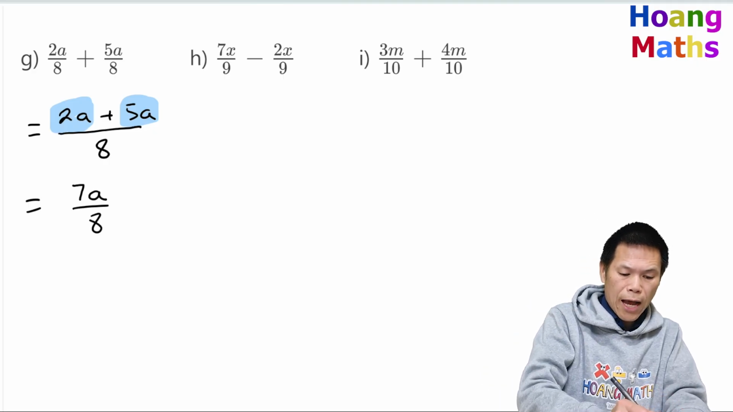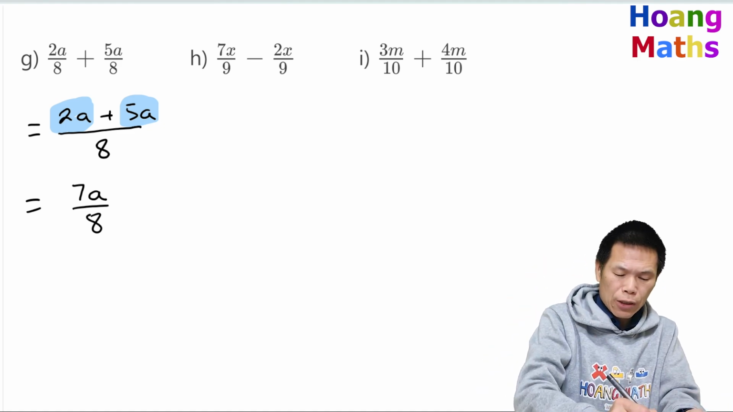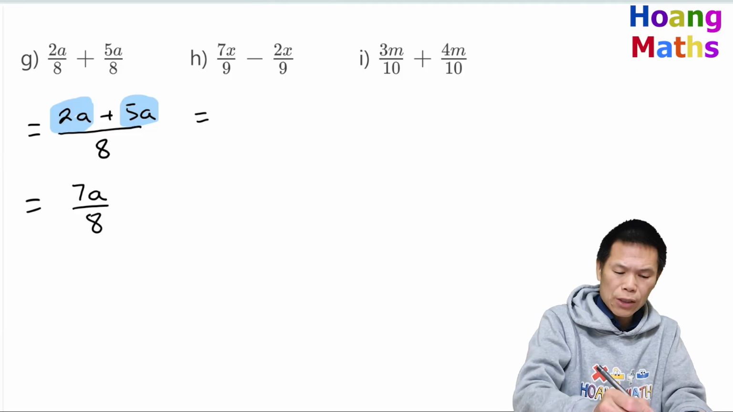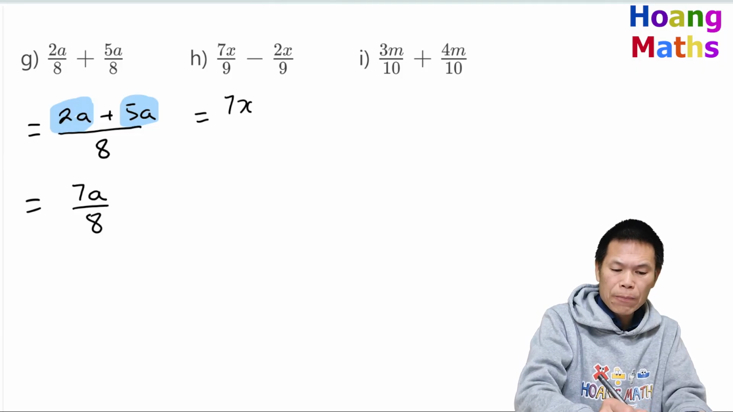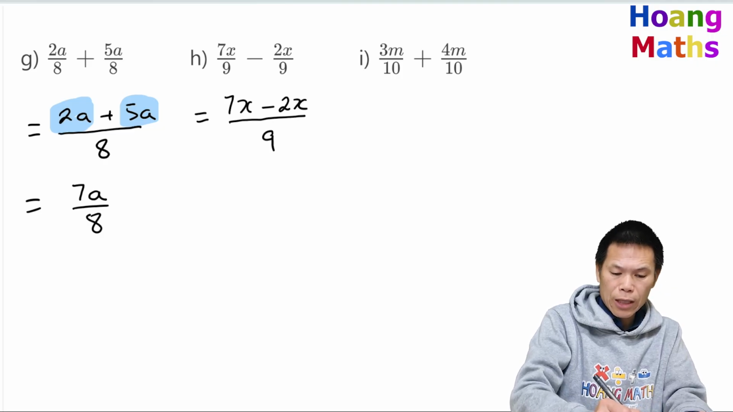7a over 8. So there you go. Part H. Let me just write in one fraction first. So that is 7x minus 2x, because they both have the same common denominator. That is 9. So there you go.